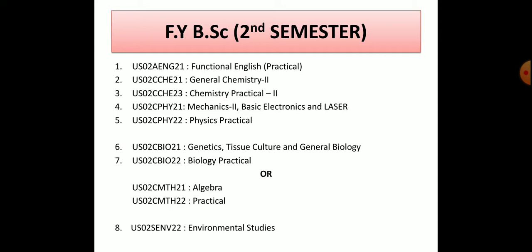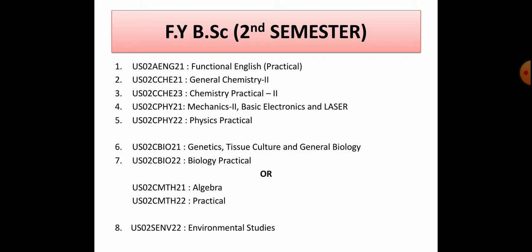Let's repeat all these subjects. The first one is US02 AENG 21, that is Functional English Practical. Second one is US02 CCHE 21, that is General Chemistry 2. Third one is US02 CCHE 23, that is Chemistry Practical 2. Fourth one is US02 CPHY, that is Mechanics 2, Basic Electronics and Laser. Fifth one is US02 CPHY 22, that is Physics Practical.